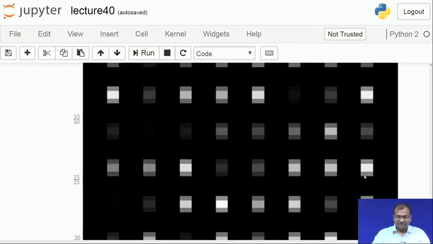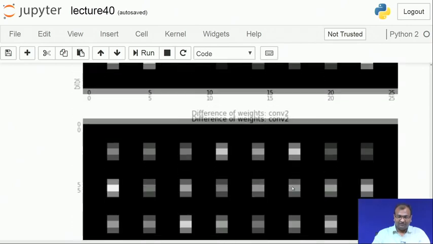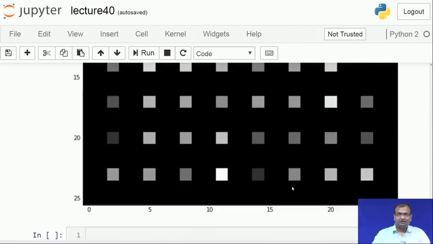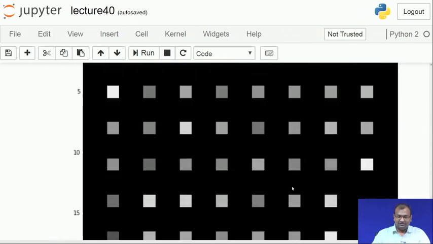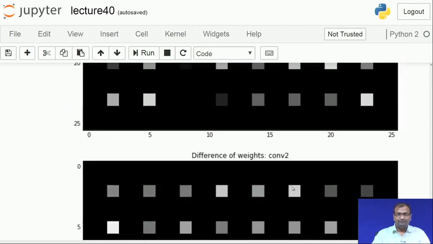So these were the weights at the initial part, and these are the weights after training, and then you have the difference of the weights coming up over here. Now this difference of the weights is not something to be intrigued about, and they keep on changing. We haven't yet come to a total convergence, so that's one of the main reasons why these weights are still changing, and you don't see a flattened out feature.